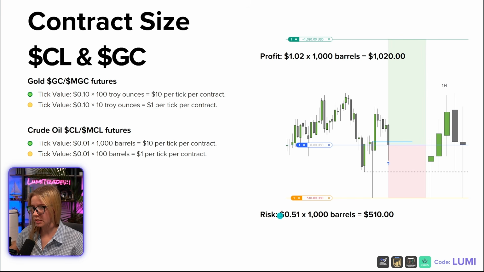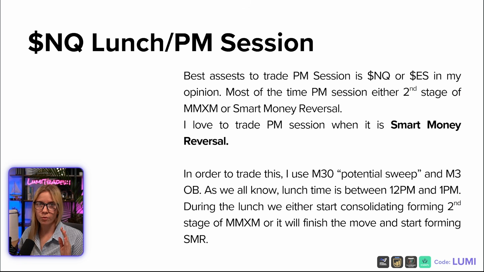At this point, as you can see, I'm risking 51 cents, and as you know, CL moves every 1 cent. According to this formula, I know that if I'm going to risk 51 cents with one mini contract, I'm going to risk $510. And since I'm going to aim for 2R, I will get more than $1,000. So basically, if I want to risk 50 cents, I need to make a $1 move, which is, by the way, a lot for CL.